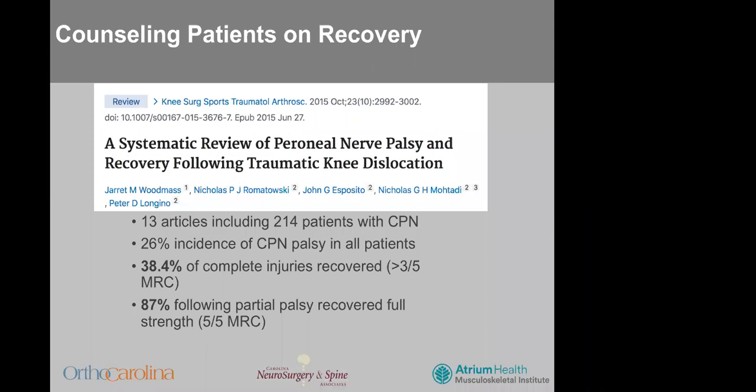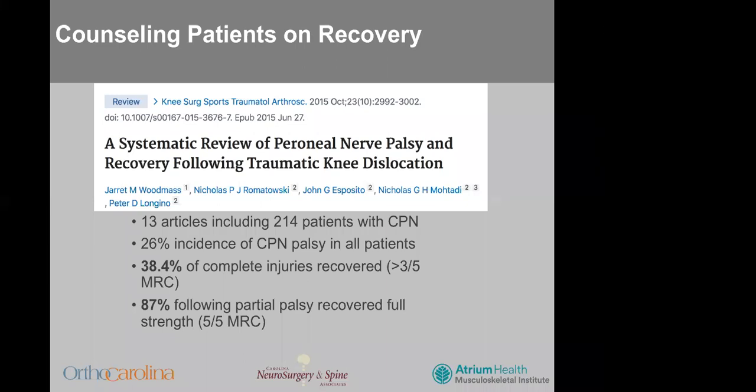So a little bit about prognosis on these injuries. There's a mixed bag of data on these, just given the high variety of injuries and associated injuries with these. But this was a recent systematic review that looked at peroneal nerve palsy following traumatic knee dislocations. They reviewed 13 articles that included 214 patients with common peroneal nerve palsy. They found a 26% incidence of common peroneal nerve palsy associated with these knee dislocations.